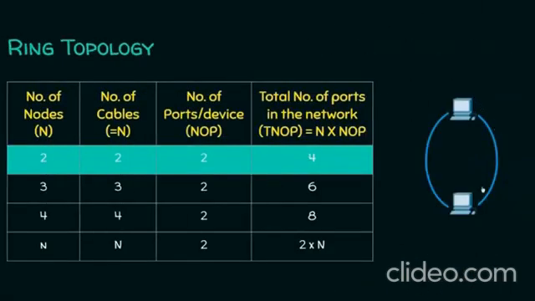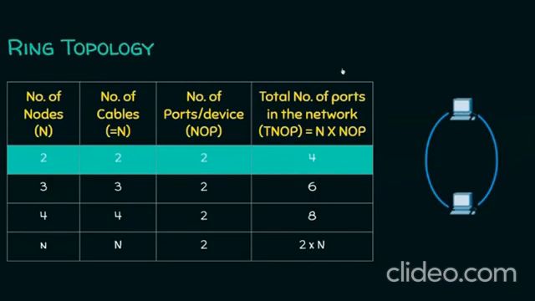In a ring topology, if there are two nodes, then we need two cables. This is cable 1 and this is cable 2. And each node needs two ports. This is port 1 and this is port number 2. Similarly, this node also should have two ports, port 1 and port 2. So a total of 4 ports are required. Each node must have 2 ports. So that is what is given here.